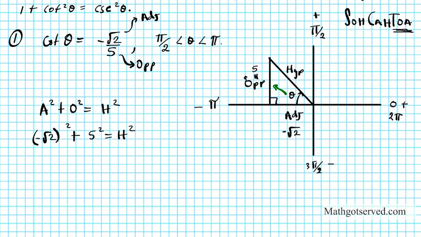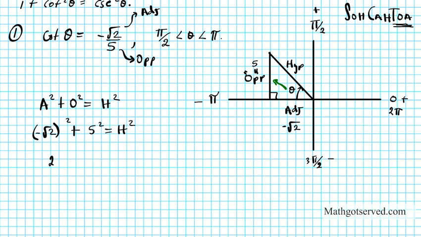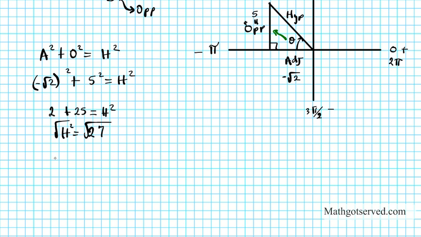Alright, let's work this out. Negative root 2 squared is 2, plus 5 squared is 25, equals h squared. So h squared equals 27. Now we're going to root both sides to get the value of h. So root both sides, and we're going to have h equals 3 root 3.